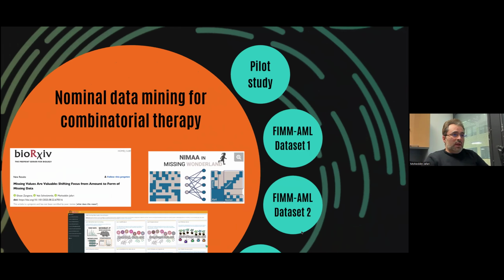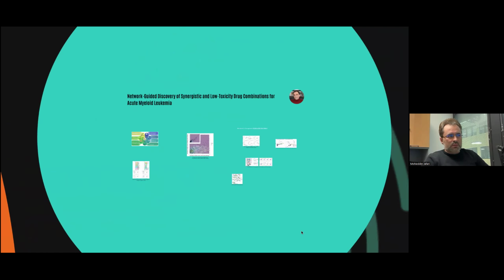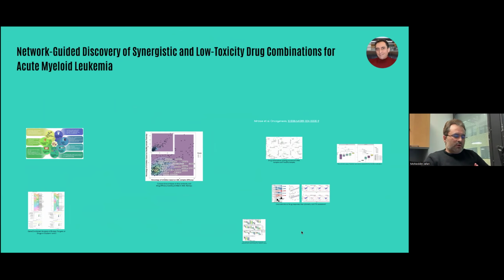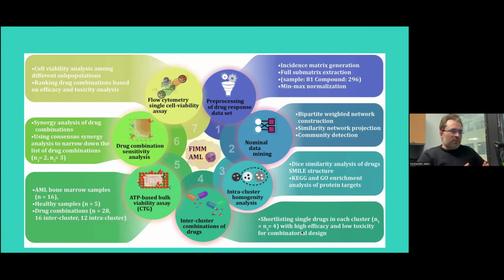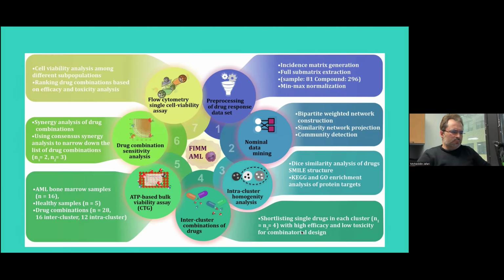So that's our pilot study, and then we focus on the FIMM-AML datasets. In this work, after our pilot study, we decided to not only focus on the efficacy of the drugs, but also consider the toxicity. Since we have some drug sensitivity assays related to healthy individuals in these data sets, we focus on the healthy samples. This work is published in the Oncogenetics journal, and we have a similar workflow, but we included more experimental work and different validation methods to make sure about the efficacy and toxicity at the same time.